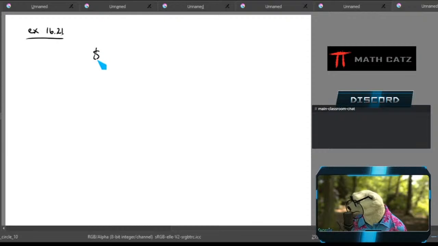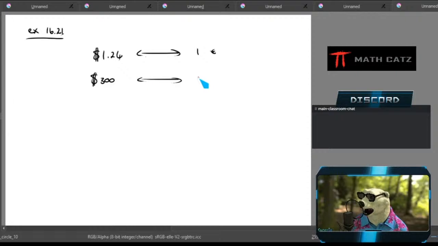I have an exchange rate. Maybe you want to start with the exchange rate. $1.24 to a euro to 1. How do I write the euro? Is it like this? I'm pretty sure. Then it's my reference pair. Then I have a $300 laptop, and what I want to know is how much that is in euros.